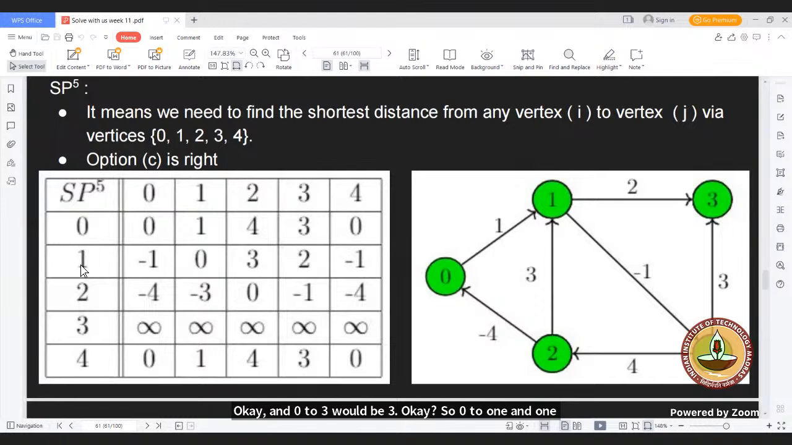And we can see for this one, 1 to 0 is minus 1. So we can go 1 to 4, 4 to 2, and 2 to 0. Okay, so it is minus 1. And 1 to 1 we can get as 0. So we'll just form the cycle again and we'll get 0.